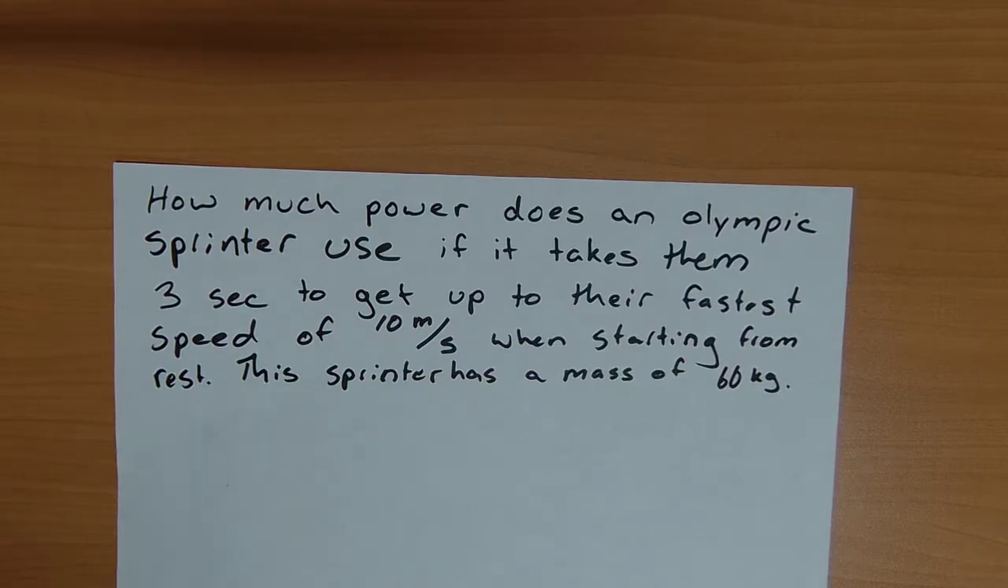How much power does an Olympic sprinter use if it takes them 3 seconds to get up to their fastest speed of 10 meters per second when starting from rest? This particular sprinter has a mass of 60 kilograms.